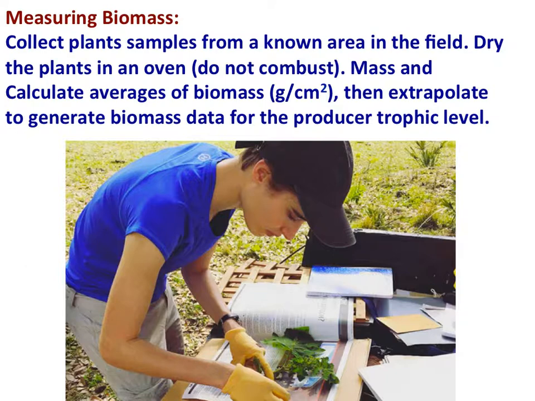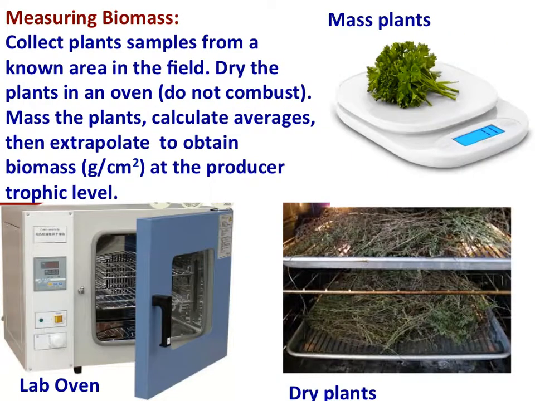Biomass of the producer trophic level can be done by collecting plant samples from a known area in the field. Dry the plants in an oven. We do not burn them, we just dry them. We mass them and then calculate averages of dry mass, grams per centimeter square, and then extrapolate to generate biomass data for the producer trophic level in a larger area. Removing the water by oven drying is important because water is not organic matter, thus not seen as a part of an organism's biomass or growth. Water is also highly variable within the body of an organism, hour to hour and day to day.